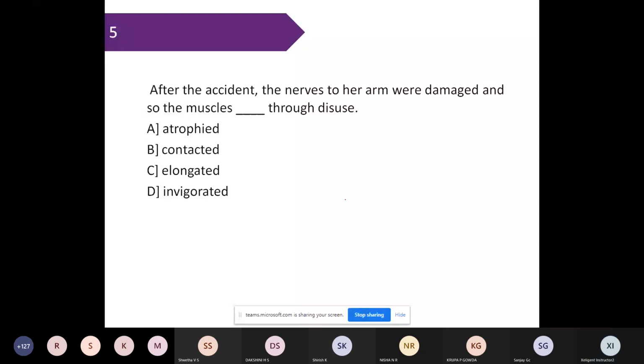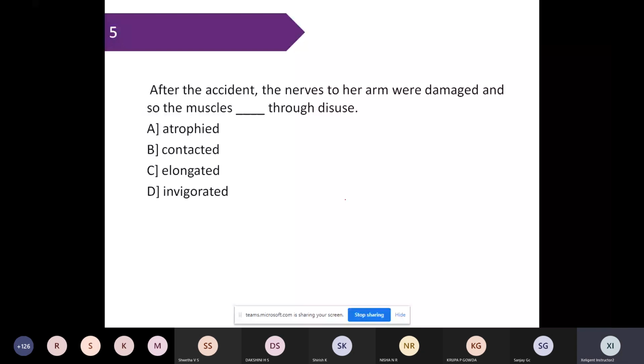That's atrophy. Next, contacted. Contacted will not come here because if you read the sentence, contact is communication or the touch. So it gives you two meanings. One is communication and the other is touch. So that will not come. And elongated. Elongated is becoming enlarged.